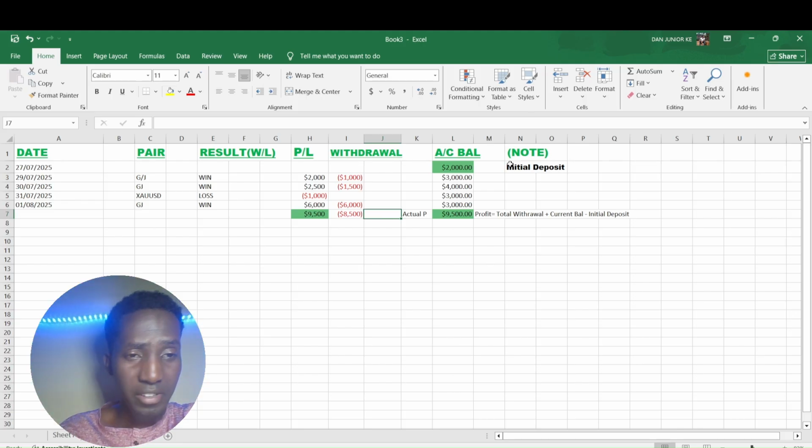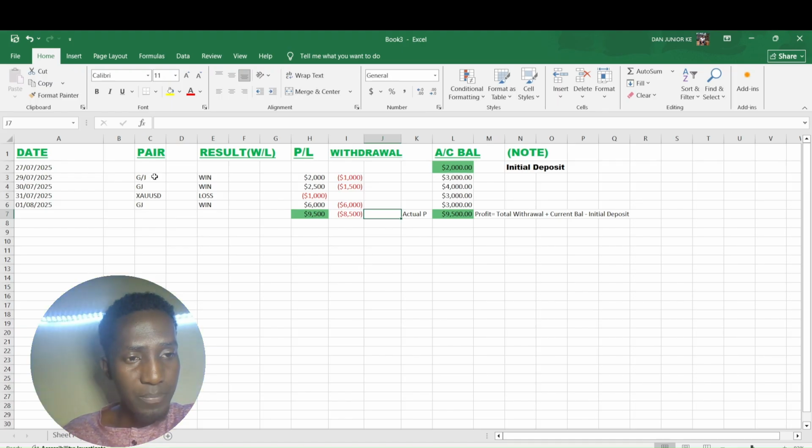On the 27th, which is last month, in July, I deposited 2k, and this is my initial balance, which is 2k. And then on the 28th, it was on Monday. Actually, I don't trade on Monday. I just watch how the market is doing to have a clue, so that the following day, on Tuesday, I will know how to trade. Okay, this is the 29th, on Tuesday. I took GJ, as you see, I won. Then I won 2k. Then I withdrew 1k. So my balance was 3k.